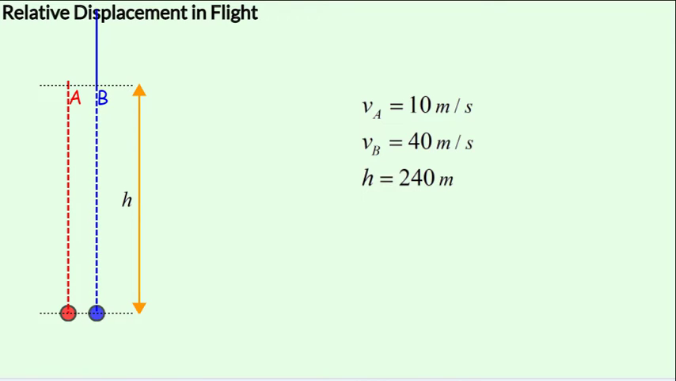We have to plot the graph of the relative displacement of ball B with respect to ball A right from the time they are thrown until the time they both strike the ground.